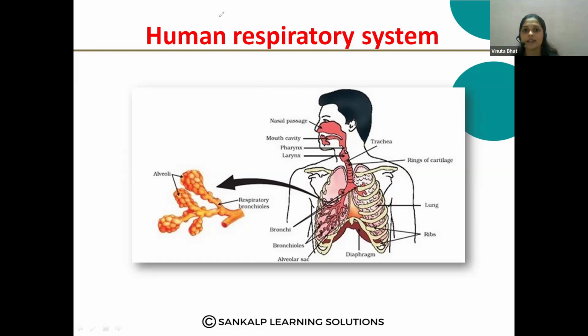Okay, so let us study about the human respiratory system. First thing is the nasal passage. You can observe outside our body, the nasal passage. That nasal passage contains hair-like structures and mucus.